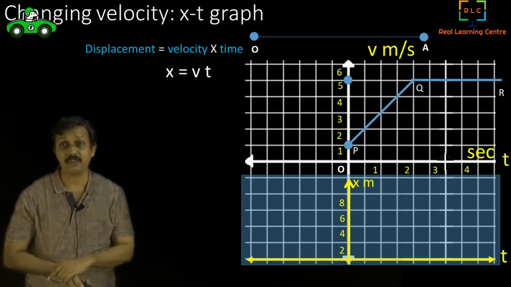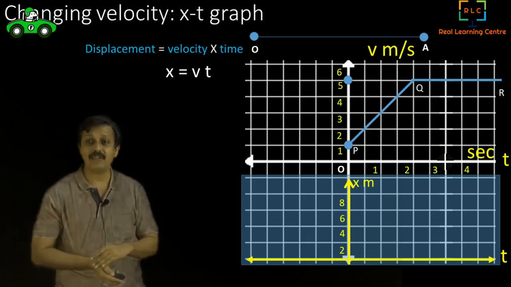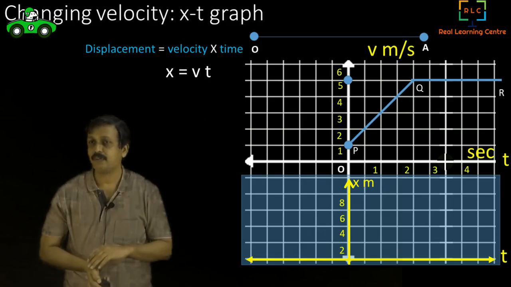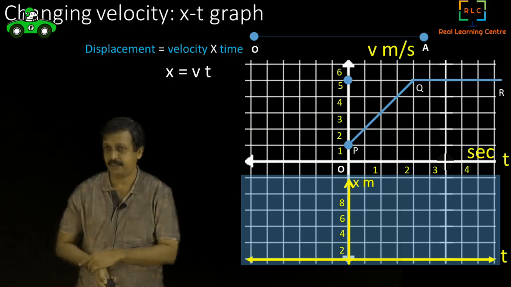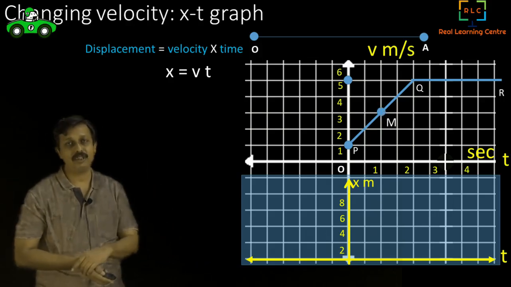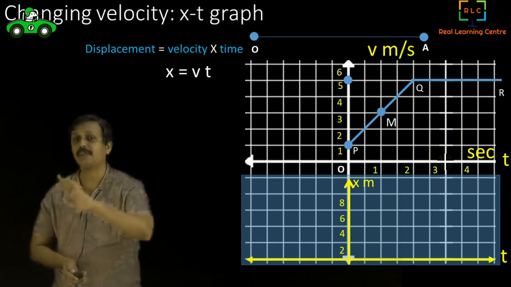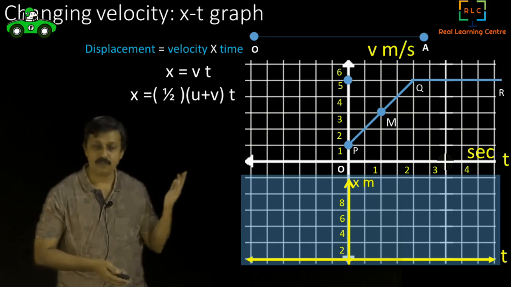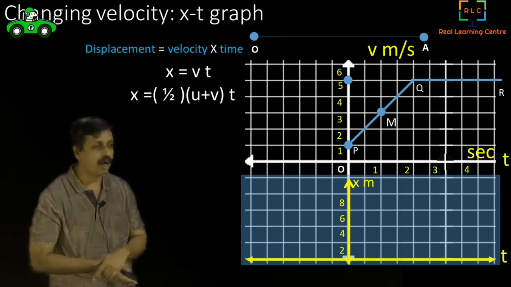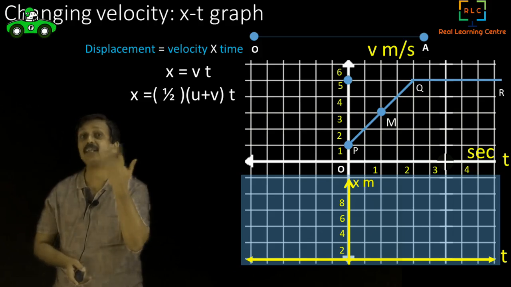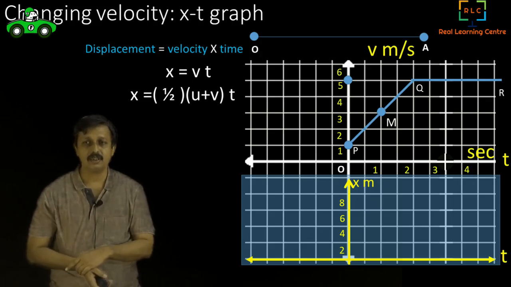What is the average value of velocity? We can't take the final velocity. We have to take the velocity at point O and the velocity at point A. That is u and v. So initial velocity plus final velocity divided by 2 is what we are going to take, half of u plus v. Half of v is wrong, v is only the final velocity, we cannot take. So we have to take half of u plus v into t.